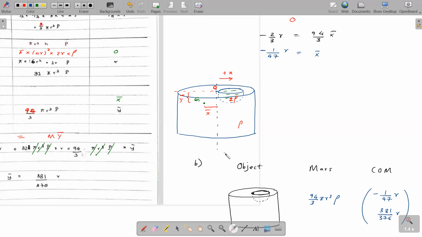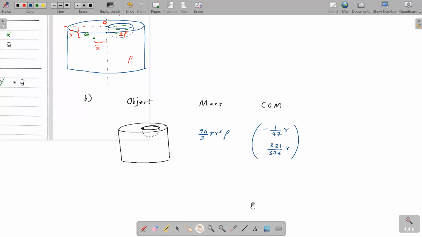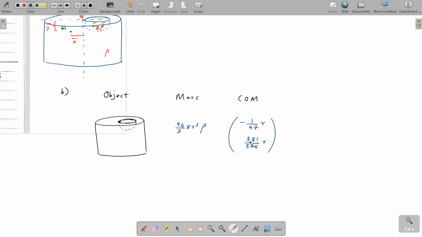So what's the point of using everyone negative? It will all cancel out anyway. Right, guys? So in this case, for y bar, we'll consider the downward direction as positive. Do you understand? But for x bar, we have both sides, right and left. So in that case, for x bar, we will go with the standard notation. Okay, so this is the object and mass and the center of mass is there.